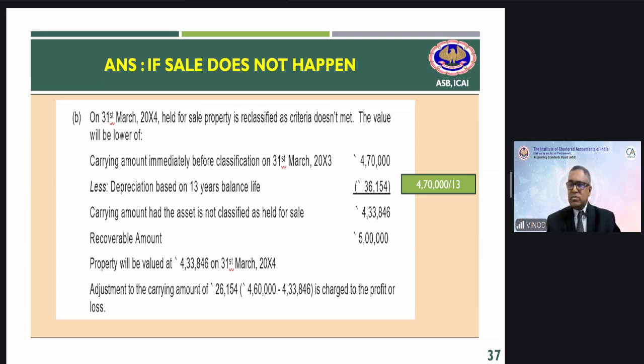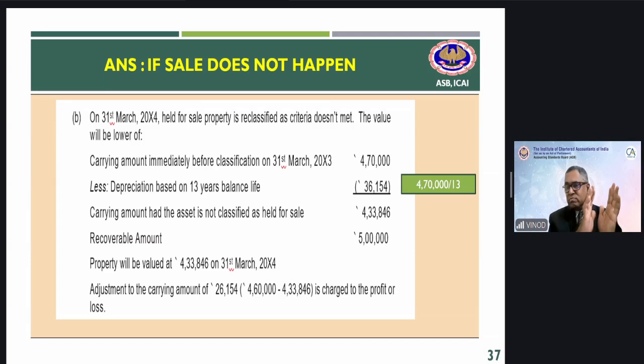If I had not done Ind AS 105, the asset would have been 4,60,000 value in my books. Now, because of depreciation, etc., the value is 4,33,000. So 26,000 rupees is charged into P&L. Just reworking the depreciation schedule, nothing major. Just for us to know how you have to recalculate depreciation or amortization if the sale doesn't happen.